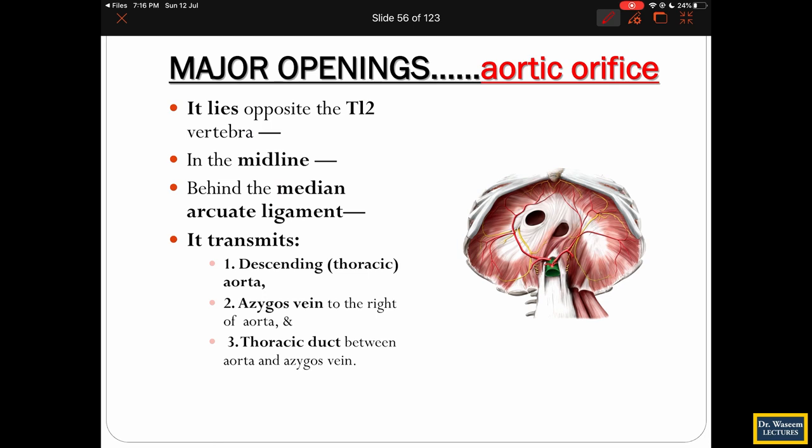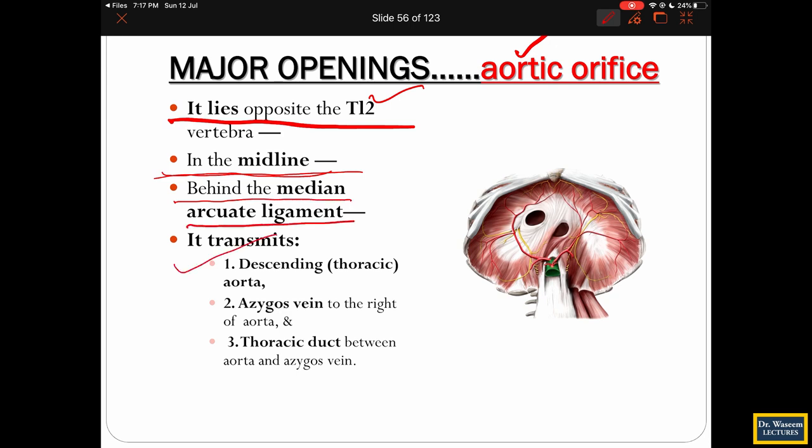Now you look at the openings here, openings through which the major structures and the minor structures are passing. Out of this, the first is the aortic orifice. Now in this aortic orifice or any major orifice, you should actually be knowing 4 questions and answers. Number 1, where it is located. Number 2, in relation to the midline, whether it is present in the midline or on the left or the right. So one will be its vertebral level, another is location as compared to left or right, and then which part of the diaphragm it is present in, and what structure has been transmitted through that. You should know the 4 questions and answers.